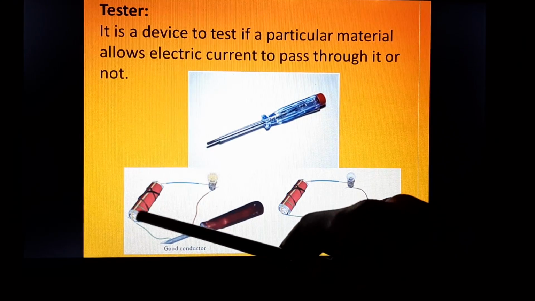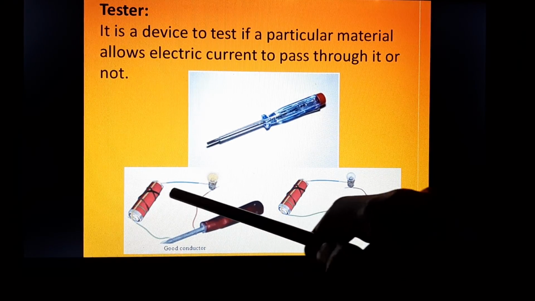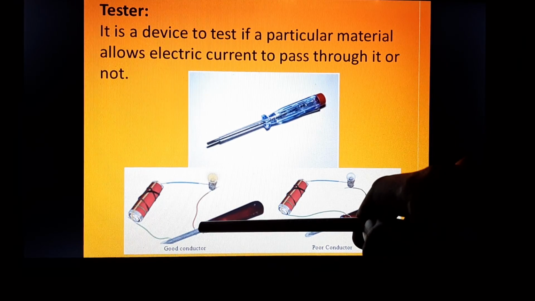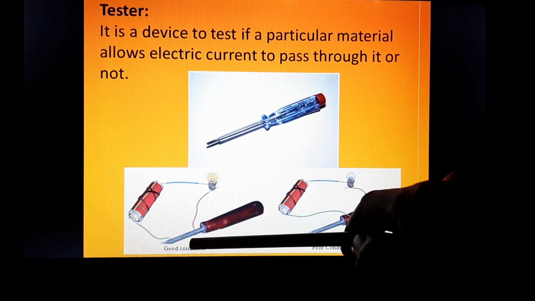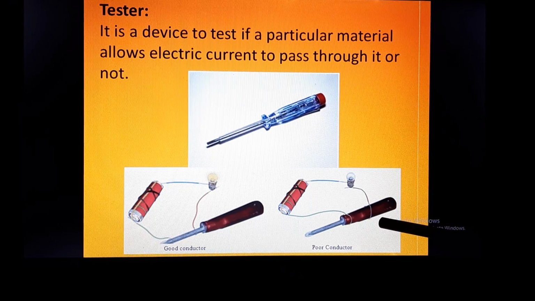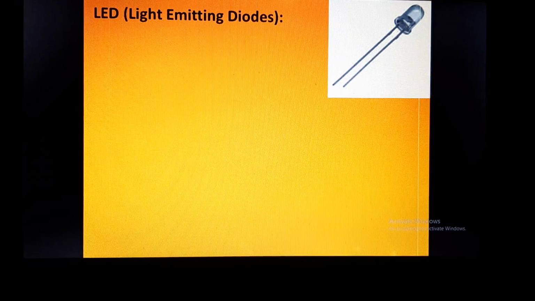Here you see this is the cell or the battery. One terminal is connected with the bulb, and the other is connected with the good conductor. So here the bulb glows. Here, when connected to a non-conductor or poor conductor, the bulb does not glow. This way the tester can show whether the material is conducting or not.